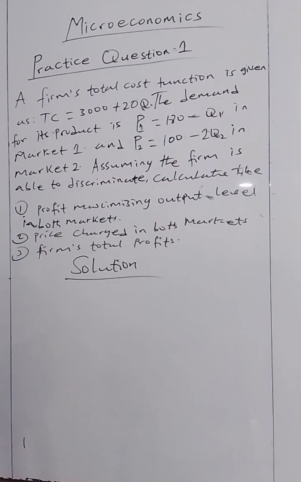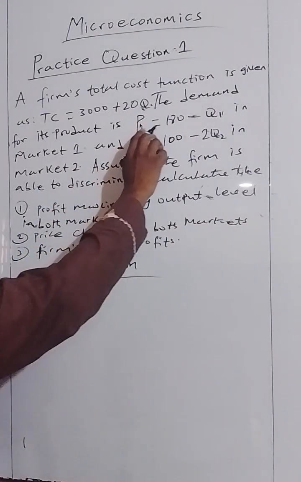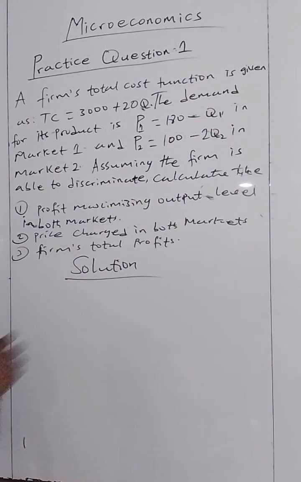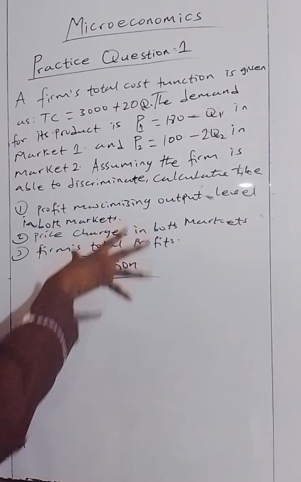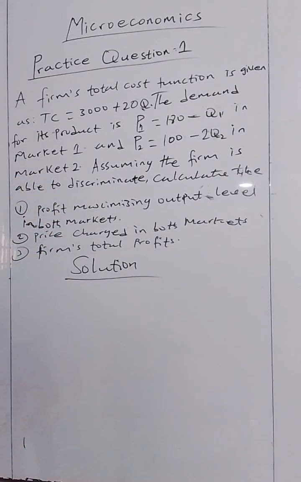Okay, now let's start. We are told that for market 1, we have this demand function, and for market 2, we have this demand function. And we are also told that the firm discriminates between these markets, that it sells this product at different prices. In market 1 they sell at a particular price, and in market 2 they sell the same unit at a particular price. That is what we mean by price discrimination. And we are asked to find profit maximizing output level in both markets.